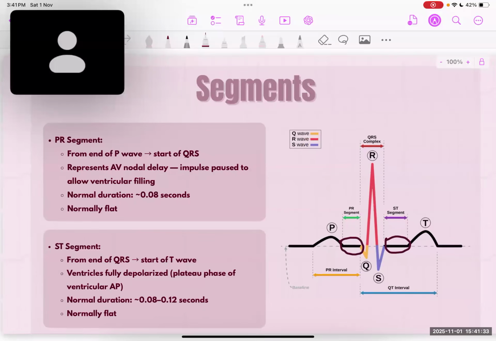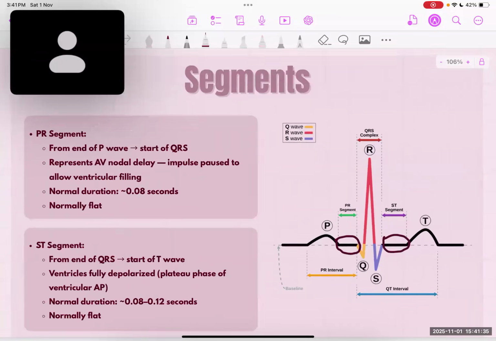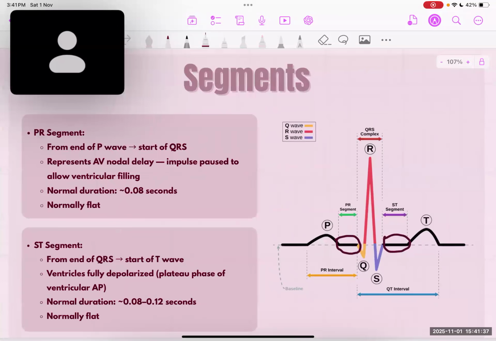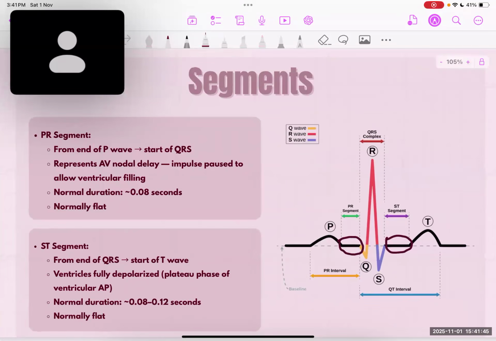And we're going to practice this, so you're going to see how that works. So let's do our PR segment and our ST segment. The PR segment starts from the end of the P wave, and it ends at the start of the QRS. It represents the AV node delay. Why did we say we need the AV node delay? So that the ventricles can get filled.